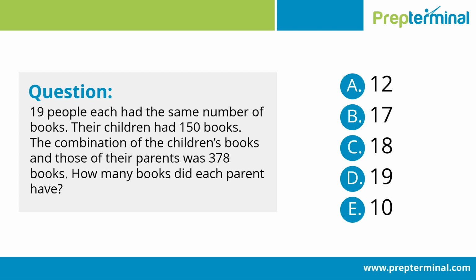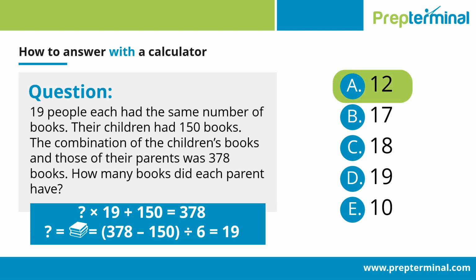This is another word problem. 19 people each had the same number of books. Their children had 150 books. The combination of the children's books and those of their parents was 378 books. How many books did each parent have?